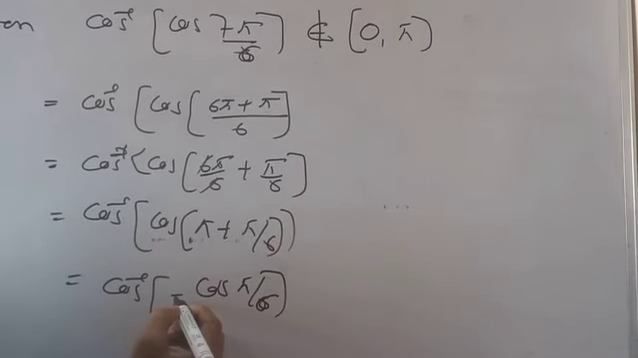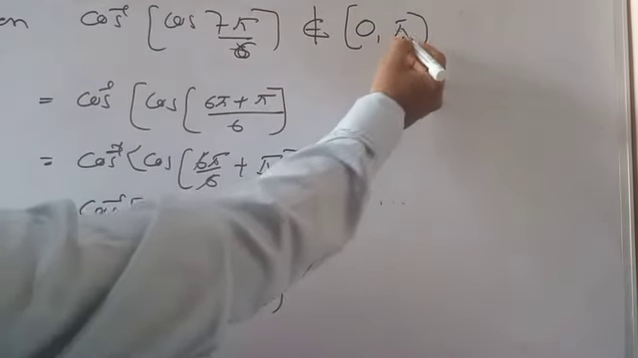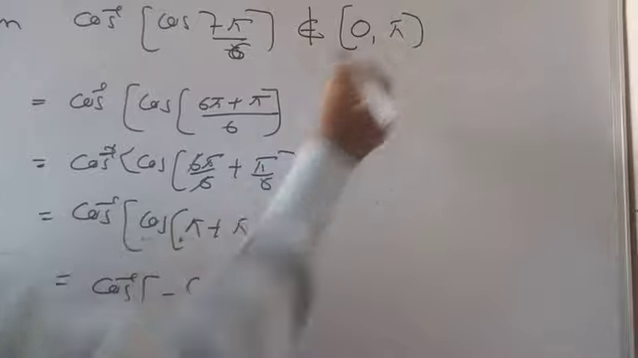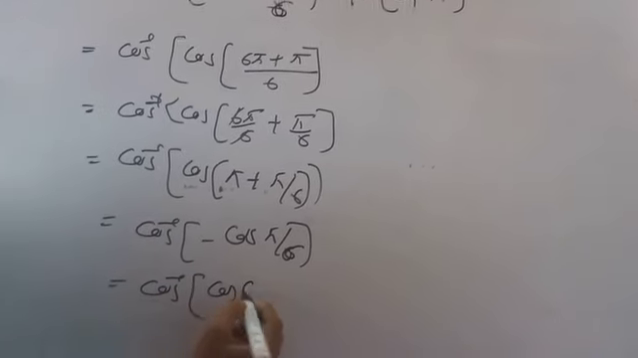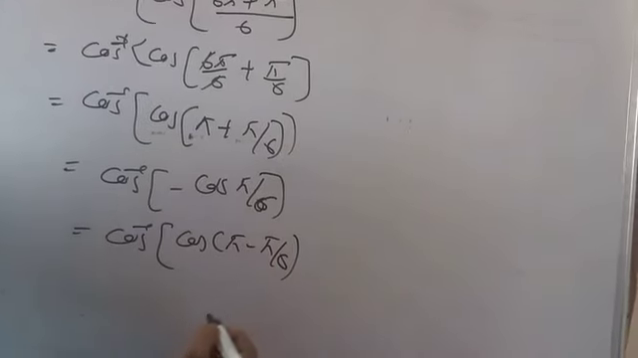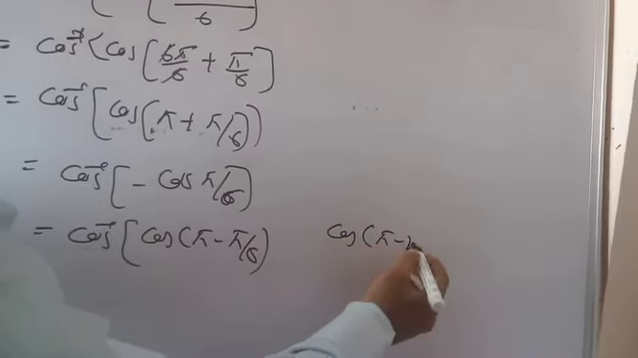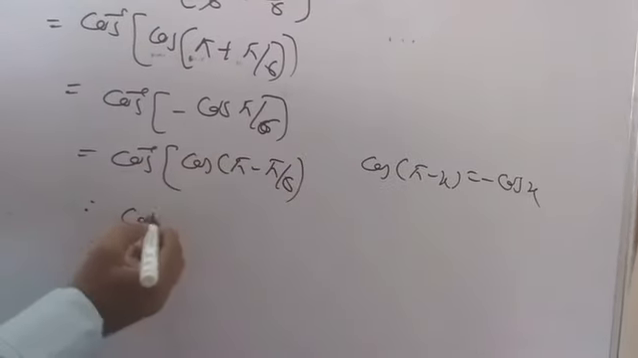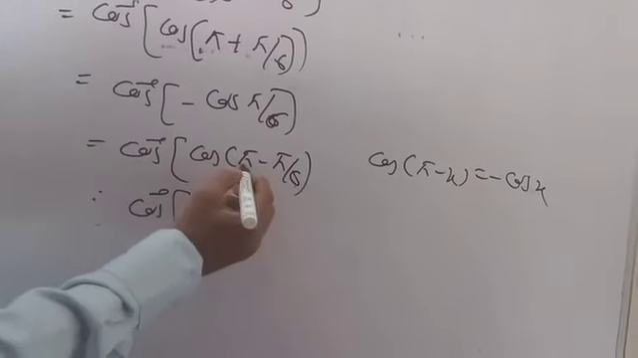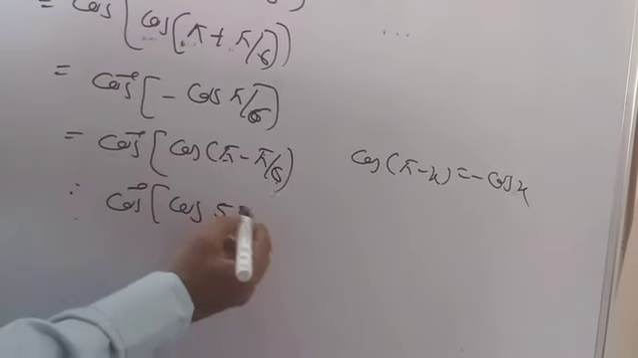But even so, the minus value is not in the range of 0 to pi, because the range requires the positive value. Therefore again we have to make this into cos of pi minus pi by 6, because cos of pi minus x is equal to minus cos x. Therefore cos inverse of 6 pi minus pi, 5 pi by 6.